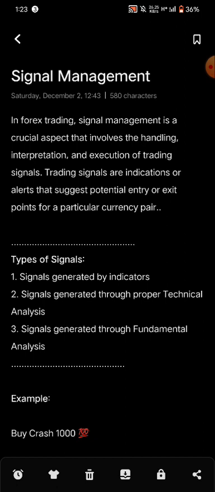For number two, we have the signals generated through proper technical analysis. When we talk about technical analysis, it's about you doing your own analysis yourself. It can be an expert doing it for you and then sending the signals to you. In technical analysis, there are different ways to do it. It's just a simple strategy developed by you or an expert to trade any currency pair. You can decide to use Elliott wave analysis.